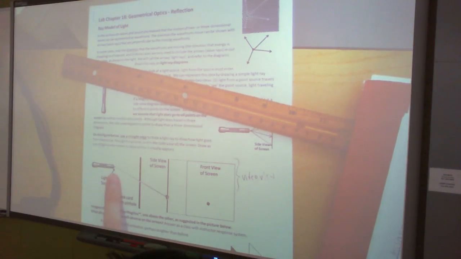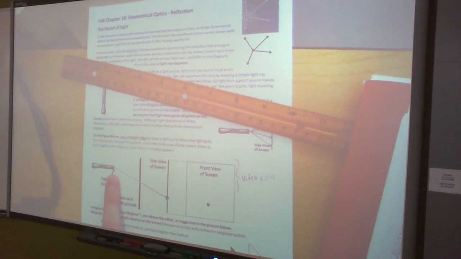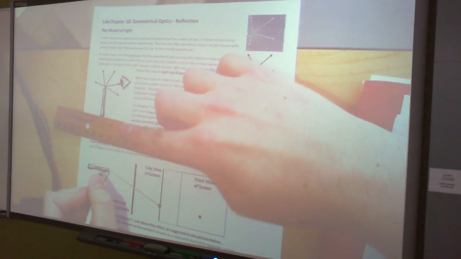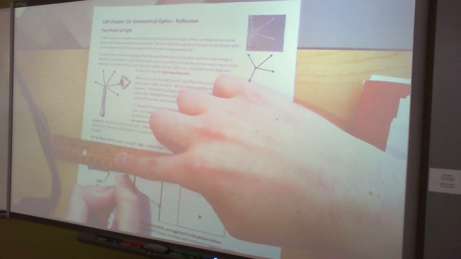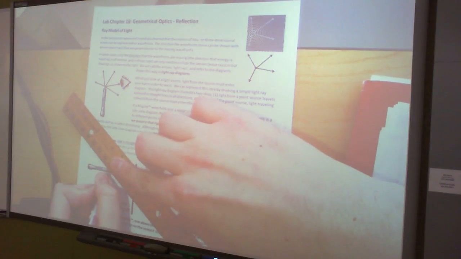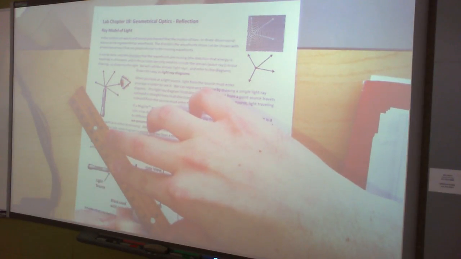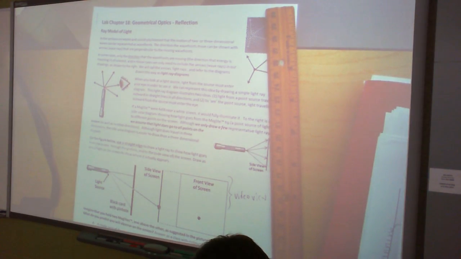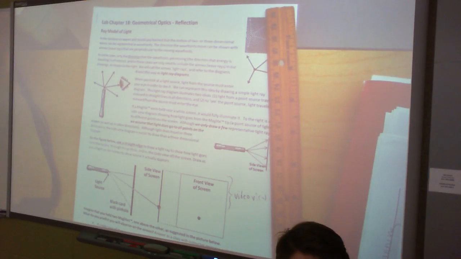Now, is this the only ray of light that's leaving the light? No, there's light rays leaving in all other directions. What happens to these other ones? They get blocked by the screen. So we can draw those as well. Yep, so we can draw those other lines showing what happens.